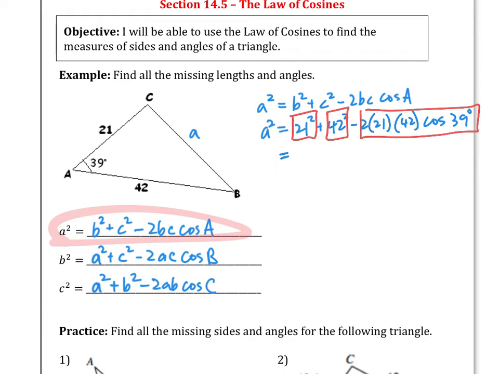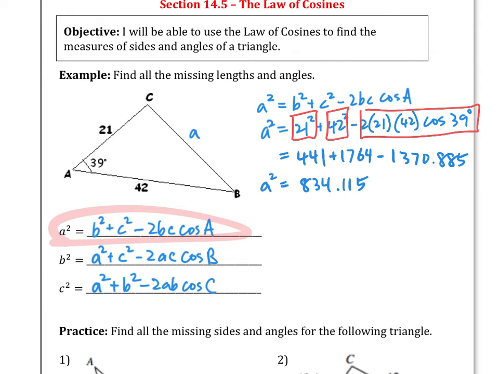So I'm going to do that. I'm going to type in 21 squared. So that's 441. 42 squared is 1764 minus, and I'm going to multiply 2 times 21 times 42 times cosine 39 degrees. That is 1370.885. We want to not round until we get to the very end. Okay, I'm going to add all those together. Answer is 834.115. Okay, this is a squared, not a.